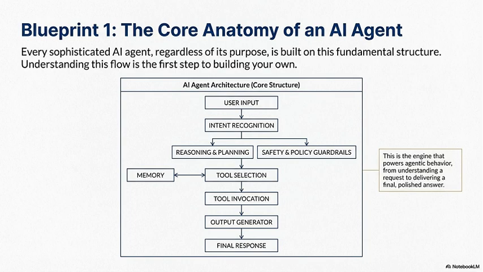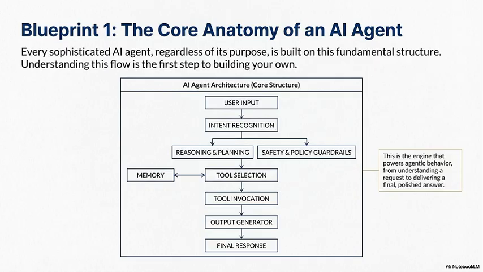Okay, so once the intent is locked in, the diagram shows the flow splitting. It goes into two parallel paths. And that word parallel is so important from an engineering perspective. They run at the same time. So on one side, we've got reasoning and planning. This is the agent's brain, right? Figuring out the step-by-step. That's the one.